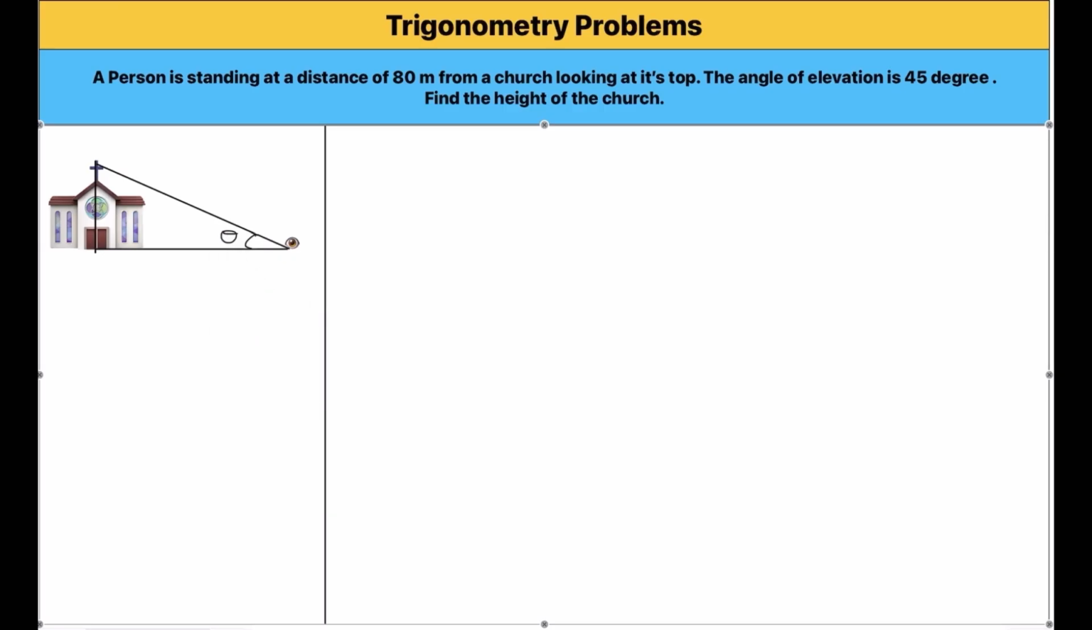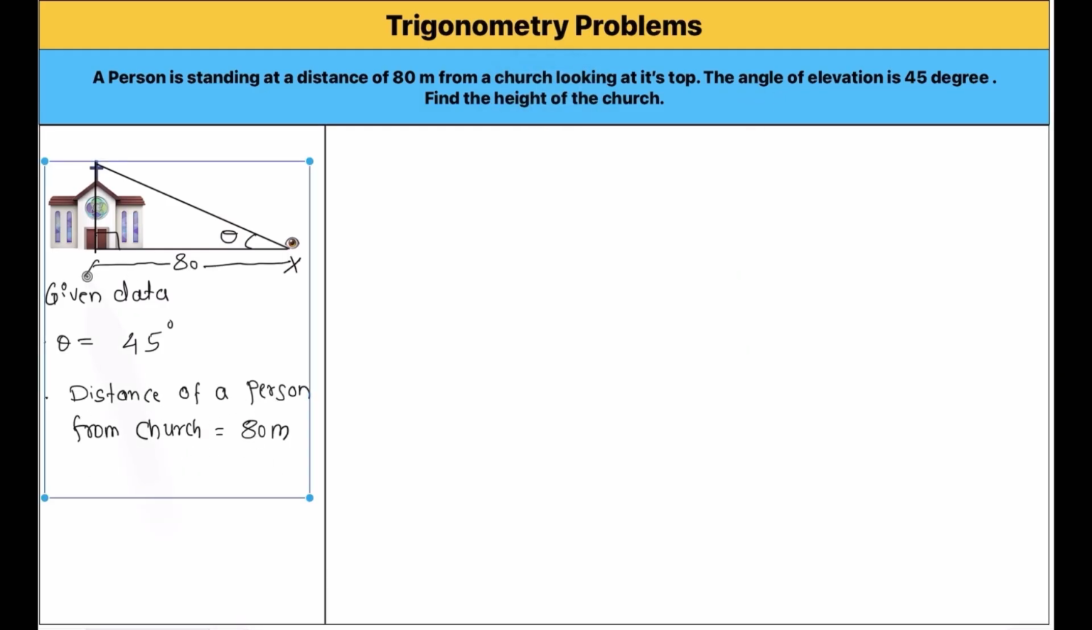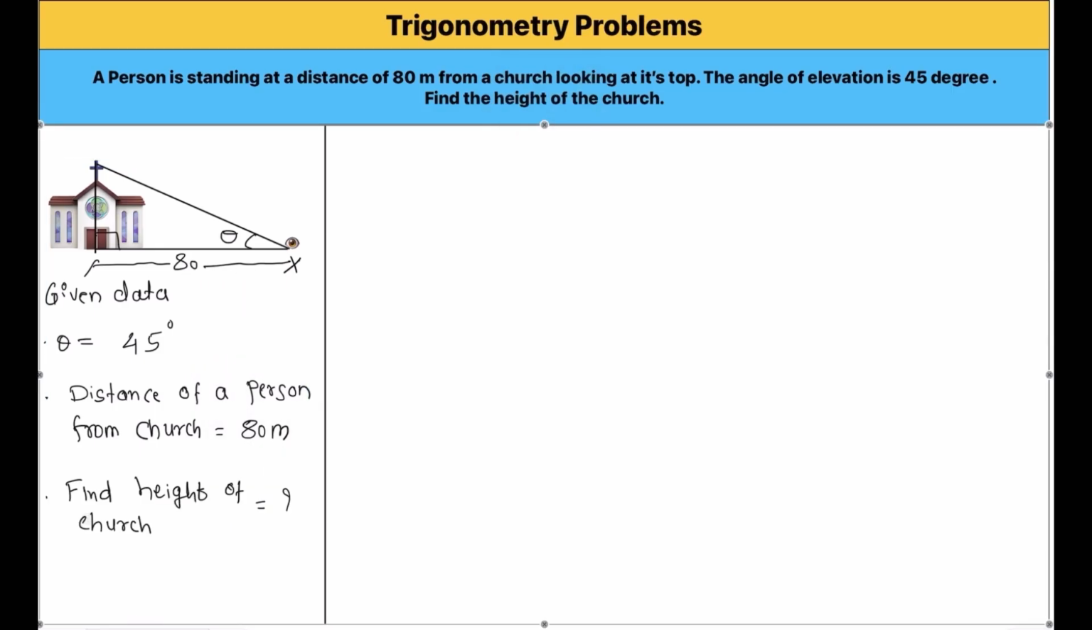Now here you can see a right angle triangle with angle theta. So a right angle triangle, and finding out the measurement is nothing but application of trigonometry. Let us look at the given data. We have theta equal to 45 degrees, which is the angle of elevation. We also have the distance of the person from the church, which is 80 meters. This is that distance. And we need to find the height of the church using these two data.